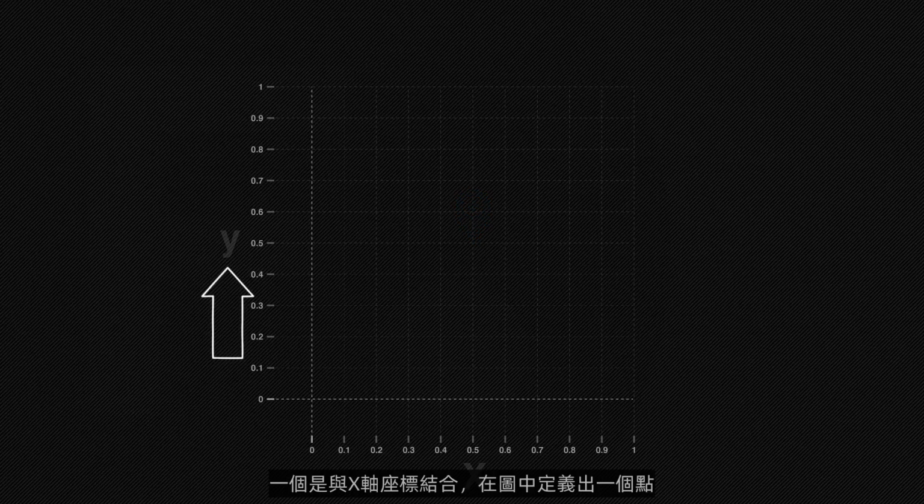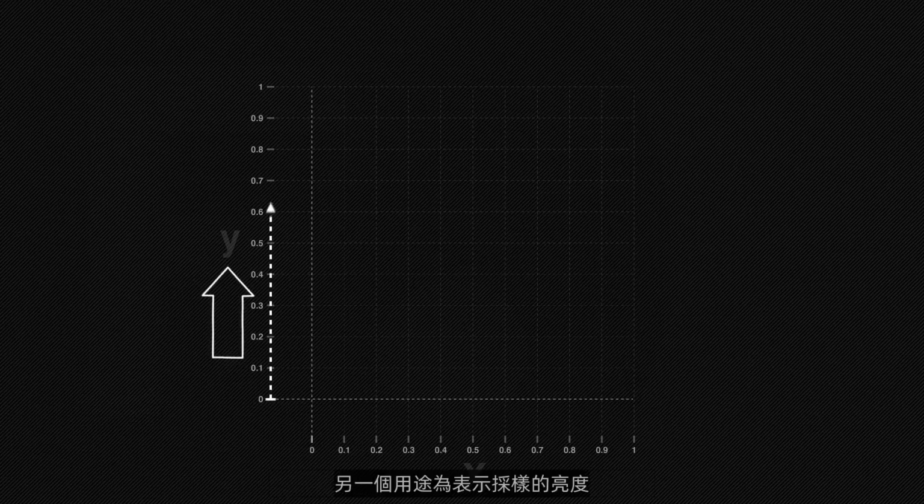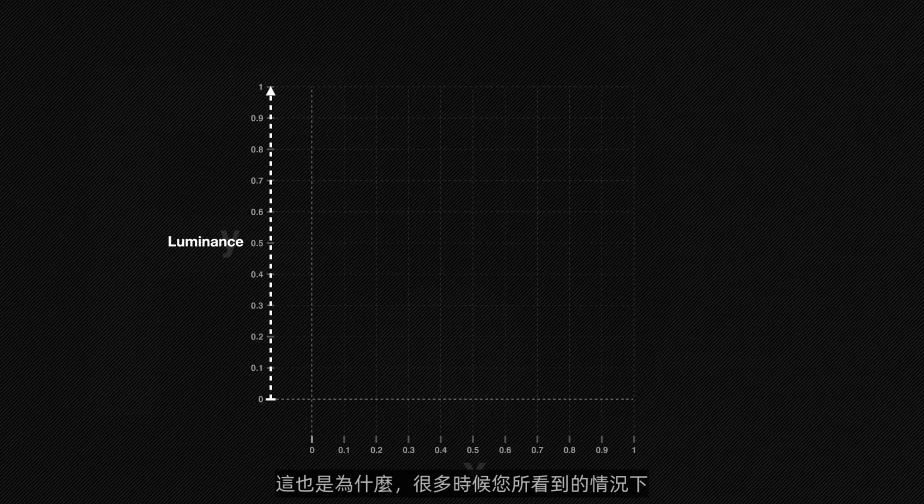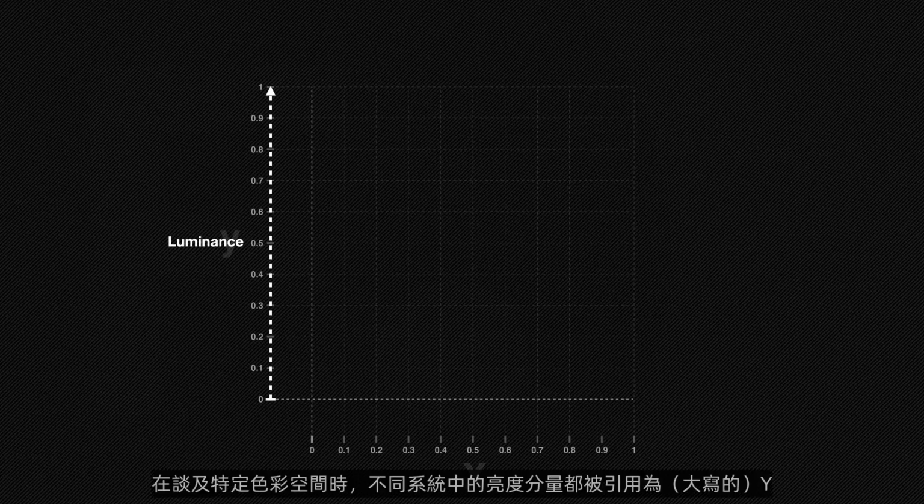One is to be coupled with the x-axis coordinate to define a point in the diagram. And the other use is to indicate the luminance of the sample. So the higher the luminance, the higher the value in the y-axis. This is the reason why you will see many times the luminance component in different systems referred to as uppercase Y when talking about certain color spaces.